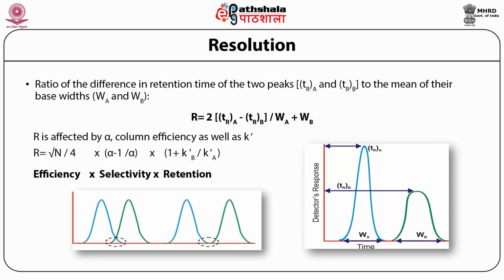Resolution of a chromatographic separation is defined as the capability of a system to resolve one analyte peak from another. It is the ratio of the difference in retention times of two peaks, TRA and TRB, to the mean of their base peak widths, WA and WB. And it can be represented by the formula given on the screen.